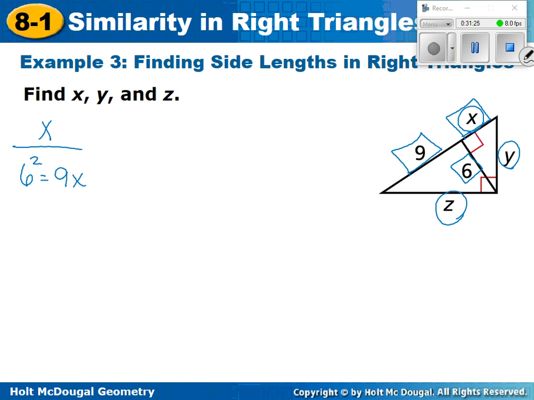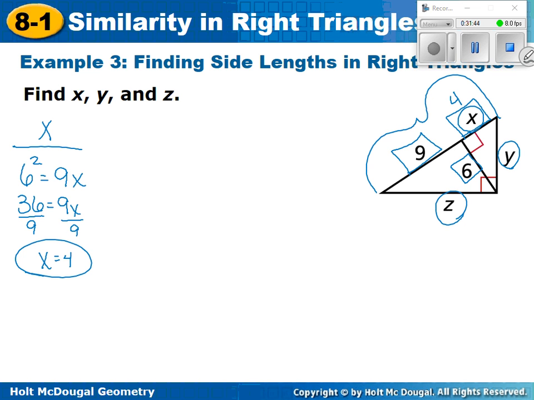Very good. So everybody with Jedi here? 6 squared equals 9x. So 36 equals 9x. Divide by 9. What is x? 4. Circle it. That's part of your answer. Plug it into your picture. What does that make the whole hypotenuse now?